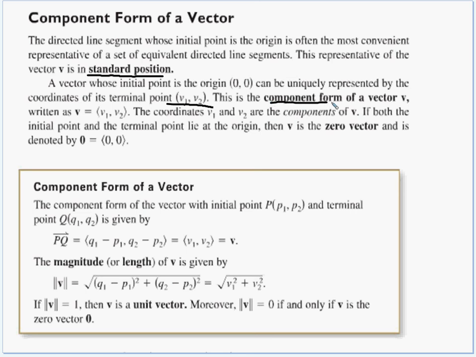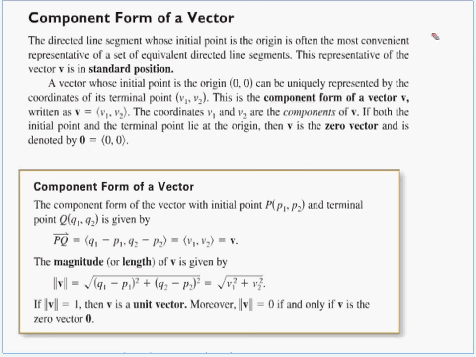This is the component form of vector v, written as v equals, now notice these aren't parentheses, these are sort of like a little bracket. So vector v is v sub 1 comma v sub 2. The coordinates v sub 1 and v sub 2 are the components of vector v. If both the initial point and the terminal point are at the origin, then v is the 0 vector, and it's denoted by 0 or 0 comma 0, again in those brackets.